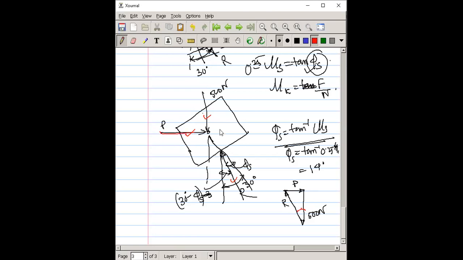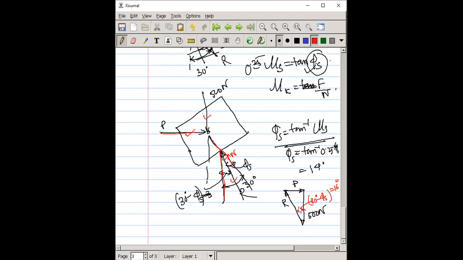This is your P, this is your 500, this is your 90 degrees, meaning this is the normal N direction, perpendicular. So this one is 30 degrees. Can anybody tell me how much this value is? How much do we have to put? That is 90 minus 30 plus phi s. Yes, that is 76 degrees.